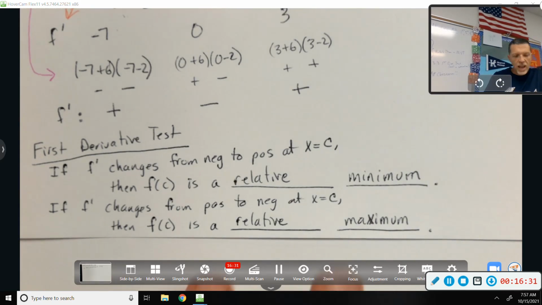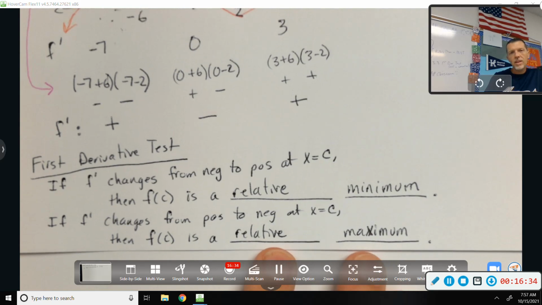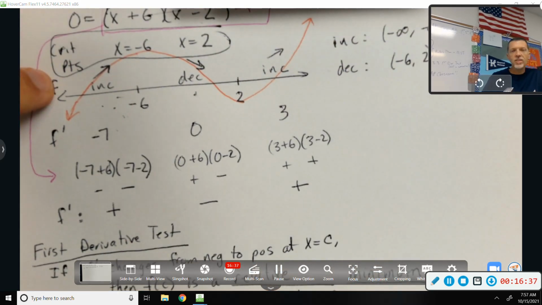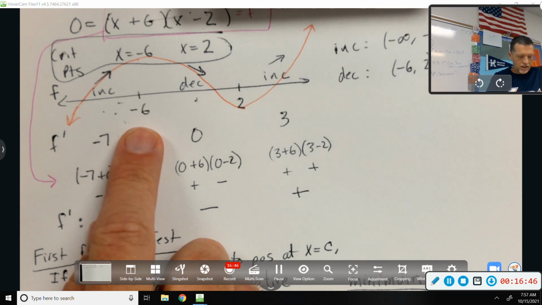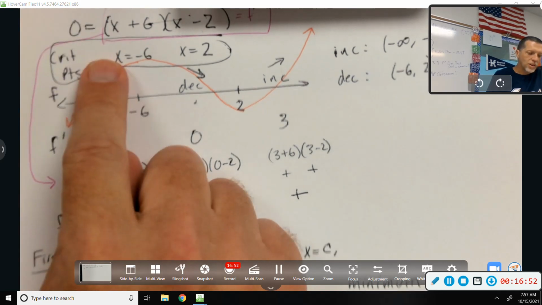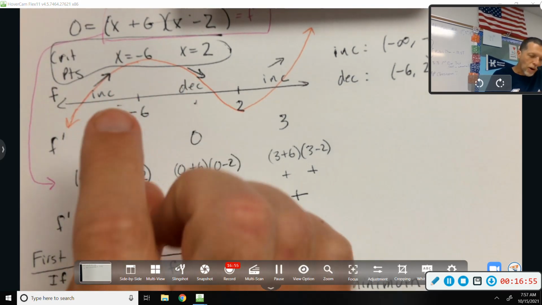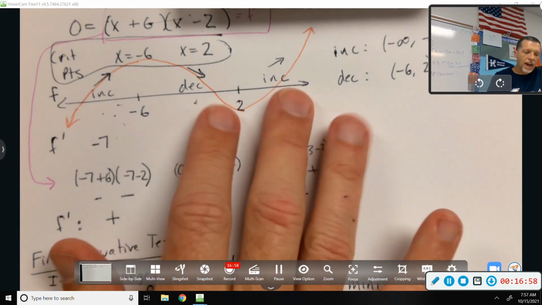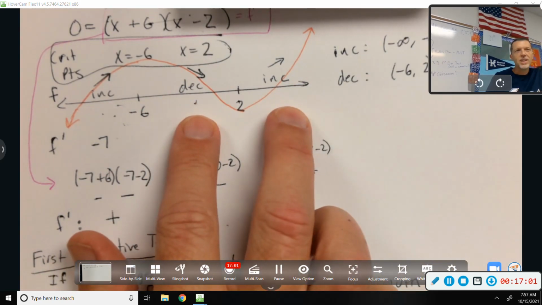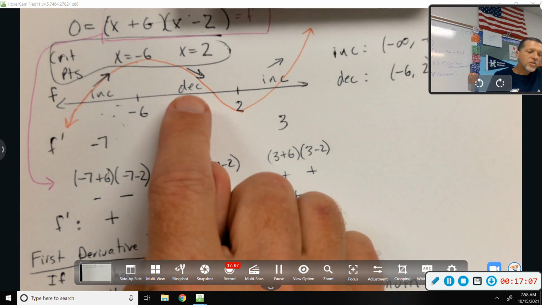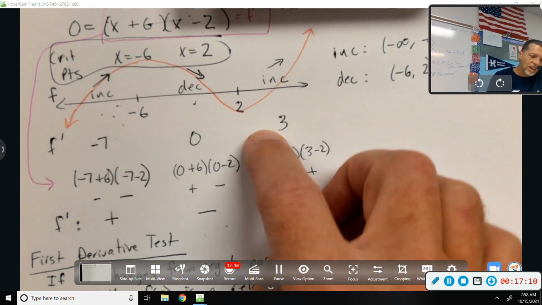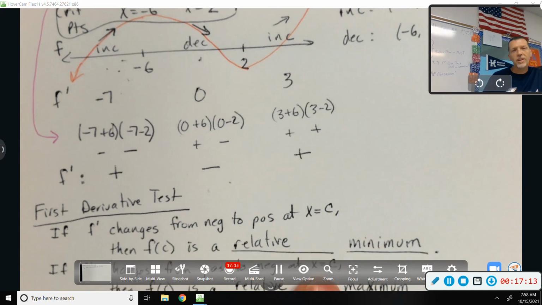So our job today is to locate the relative mins and maxes. We didn't do it on the problem we just did, but we were set up to do it, especially the way we showed everything. What's going on at negative 6? The relative maximum, because F prime changes from positive to negative. What's going on at x equals 2? There's a minimum, because F changes decreasing to increasing. F prime changes negative to positive. Be careful, make sure you use the right words there. I almost messed that one up.